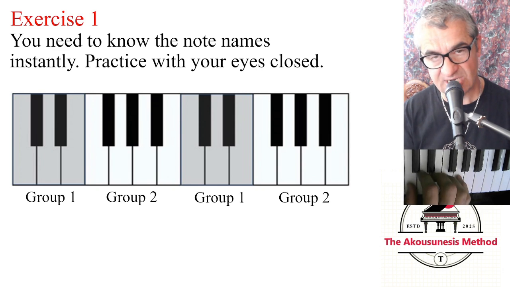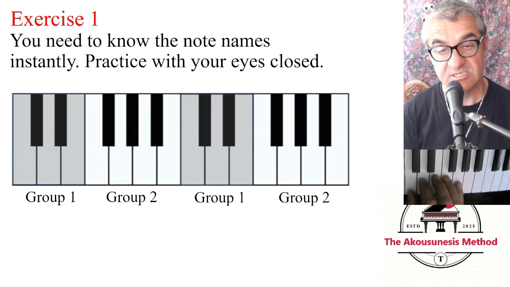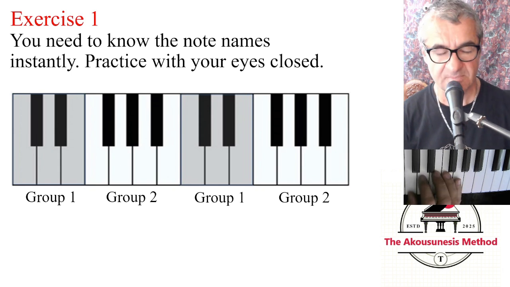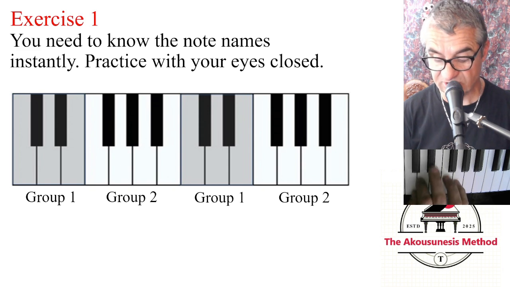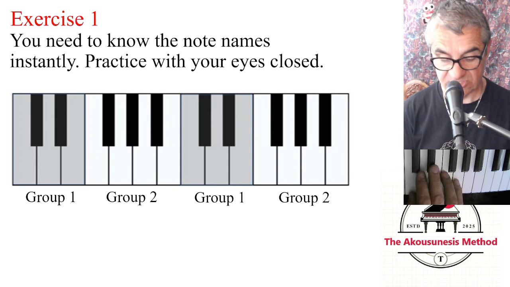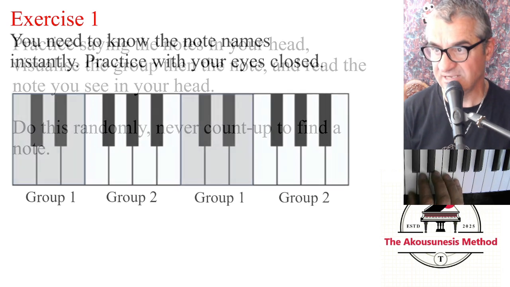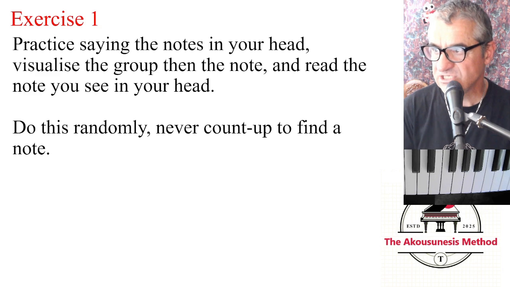When we're at the piano, just put your hands on it, close your eyes, put your hands on the notes, right, as I have them here, and just go C, E, D, C, E, D, C, right? C sharp, D sharp, C sharp, C sharp, right? And practice alternate fingers here. Practice your little finger, your middle finger, and I'm going to show you exactly how we're going to do this as we go. Practice saying the notes in your head, visualise the groups of the notes, and then read the notes you see in your head.